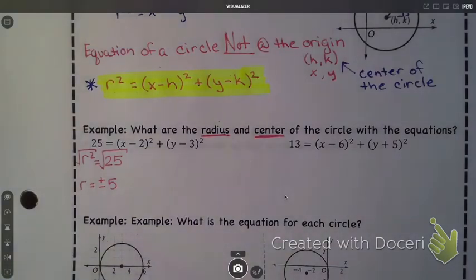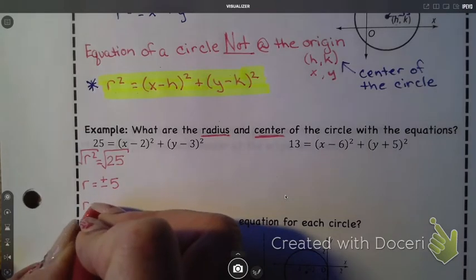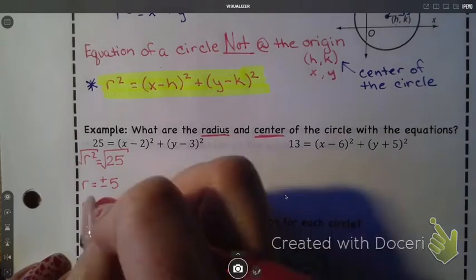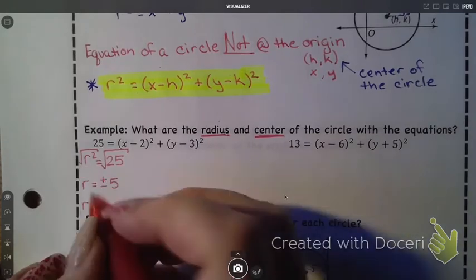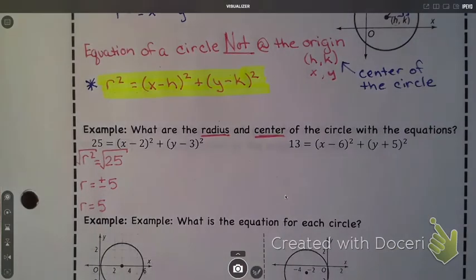Now, here's my question. Radius is the distance from the center. The word I used was distance. Can distances be negative ever? No. So there are 2 answers, but which one is the good answer? A positive 5. So I just want to make sure you guys are aware, anytime I take an even root of something, it's a positive and negative. But in this case, only one of them is good.